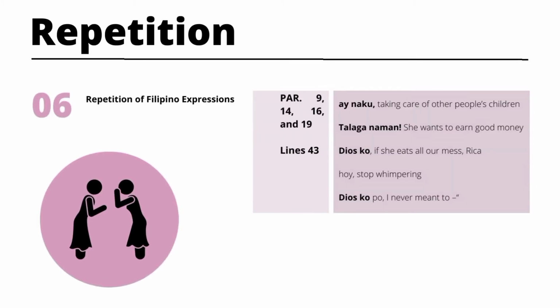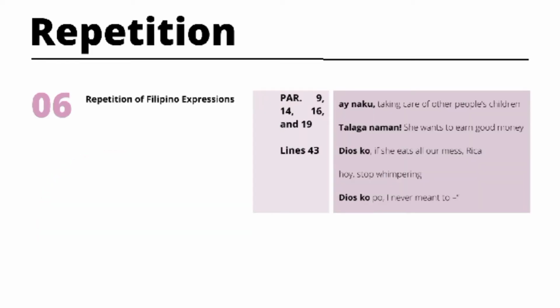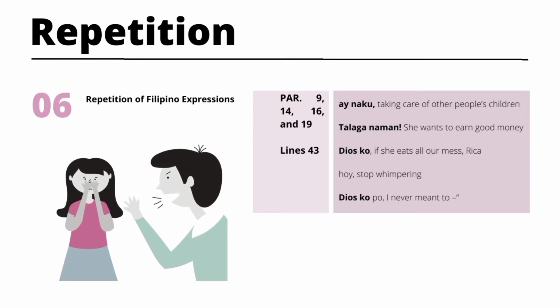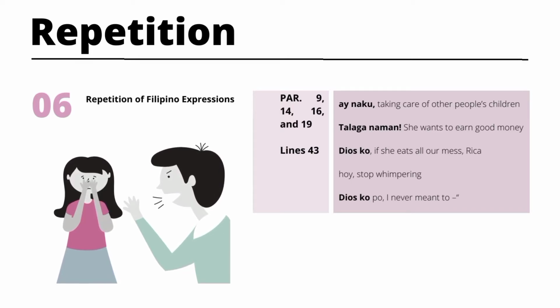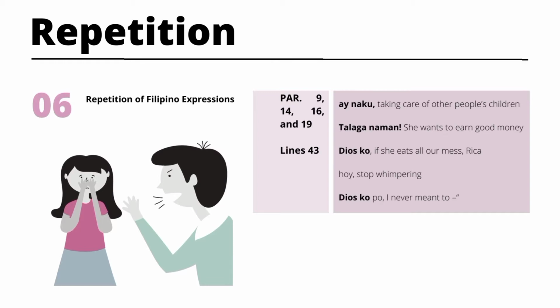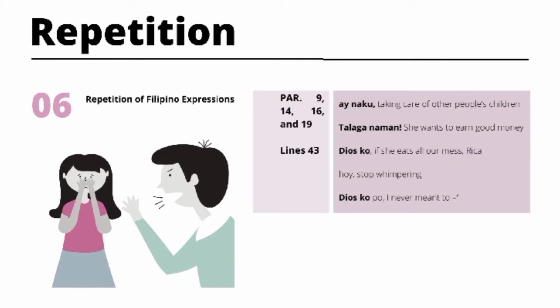For Rika's father, the expressions Diyos ko and hoy reflect his truthful characterization in relating with Rika, being stern and seemingly irritable when she is whimpering. He again made use of the Filipino expression Diyos ko to express his guilt after hurting his daughter. Hence, the repetition of the local expressions in the text emphasizes language as an emotional expression.